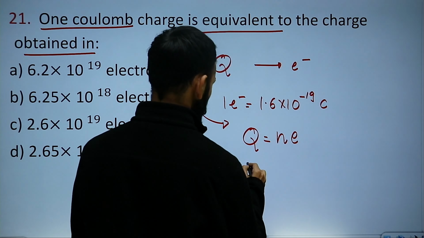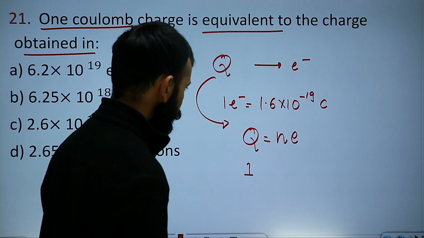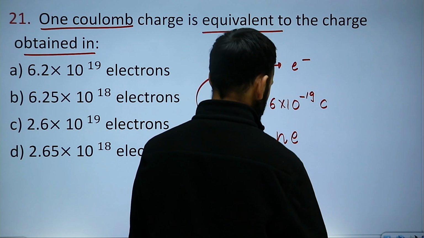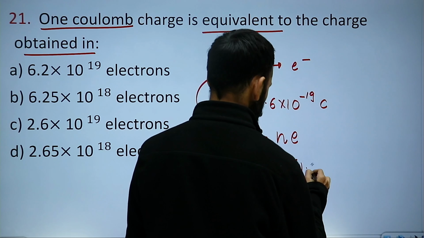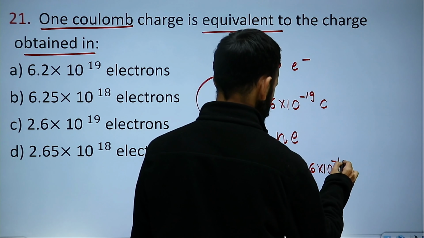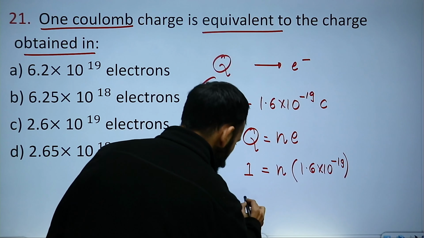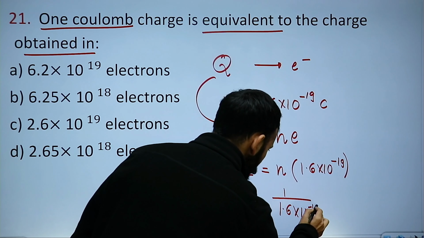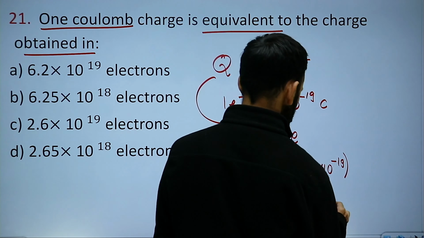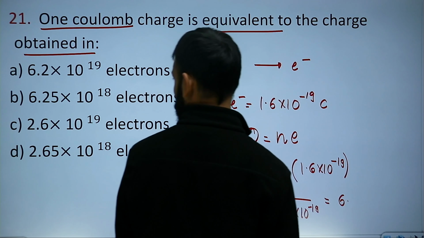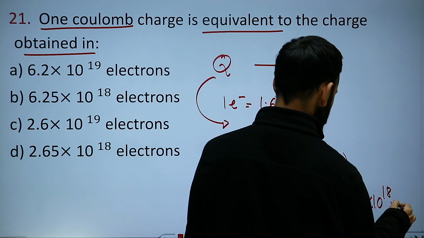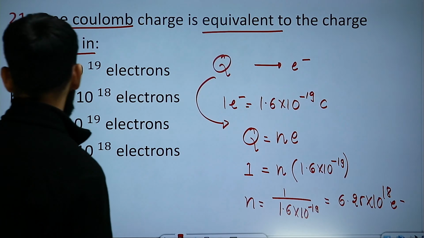So our charge value is 1 coulomb, the number of electrons we have to find out, and the charge on 1 electron is 1.6 into 10 to the power minus 19. So if we divide 1 upon 1.6 into 10 to the power minus 19, it can be written as 6.25 into 10 to the power 18 electrons. So our second option will be the correct answer.